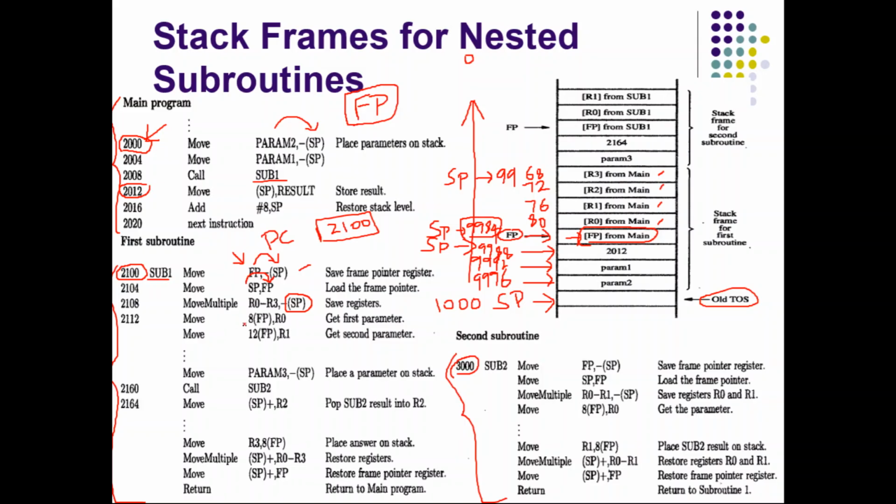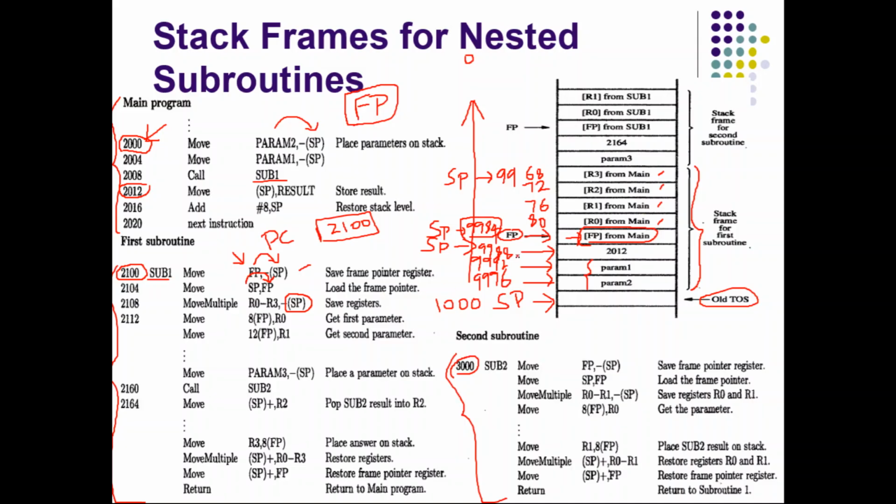Then what we are doing, move 8 of FP comma R0. See now the role of FP comes. Why we are using FP, now you can appreciate. This part of the stack only belongs to subroutine 1. It only contains the entries corresponding to subroutine 1. You can see these are the two parameters that are passed to subroutine 1, and these are R0, R1, R2, R3 values from the main function.